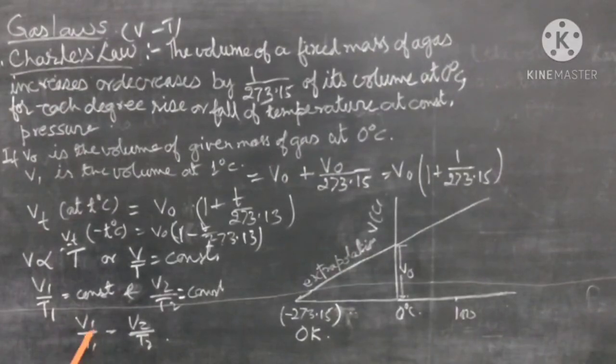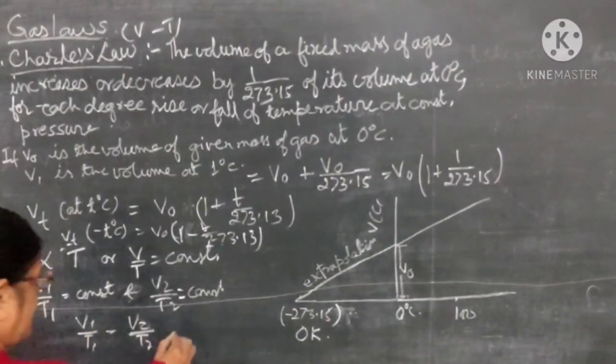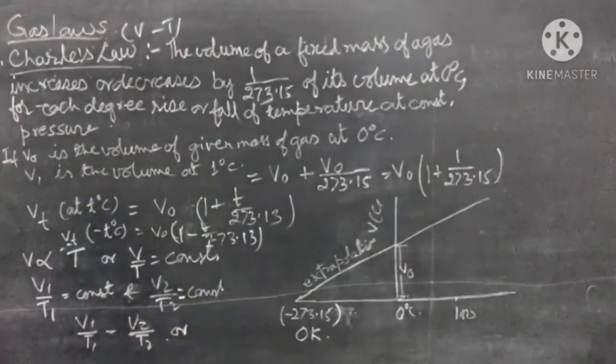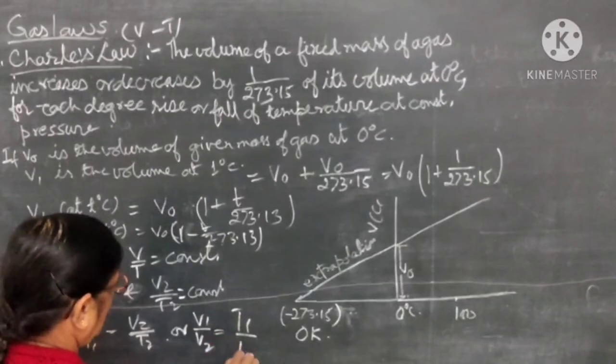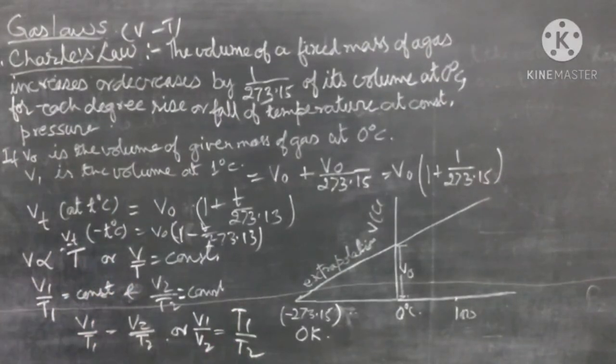So here we get one relation, V1 upon V2 is equal to T1 upon T2. So we can represent it in this way also. So this is the representation of the Charles law.